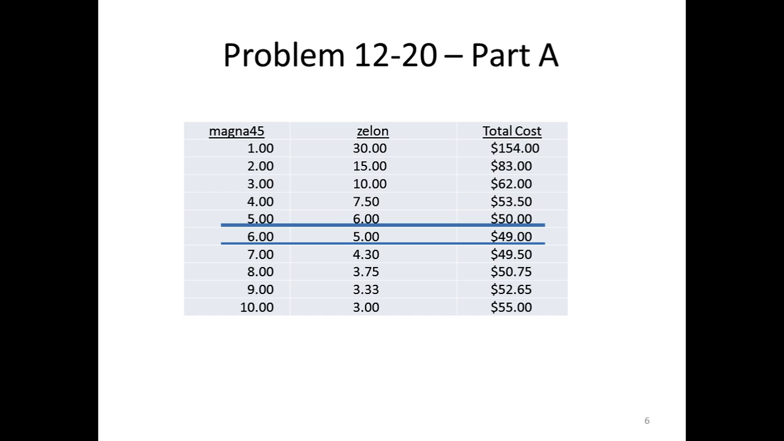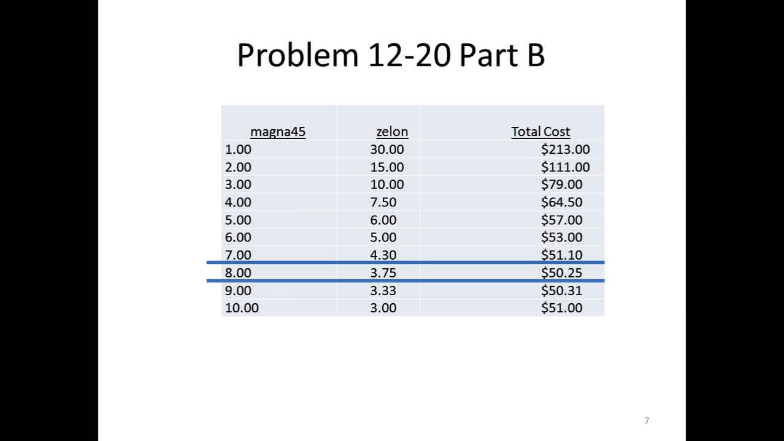And the first question is: does a production standard of 6 gallons of Magna and 5 gallons of Zelon still produce the lowest cost for the batch of Zerton? Now, factoring in the new prices, you'll find out that no, in fact, that combination of Magna and Zelon does not produce the lowest input cost for Zerton. With the change in price, the mix should change to get the lowest price of $50.25: 8 gallons of Magna and 3.75 gallons of Zelon.